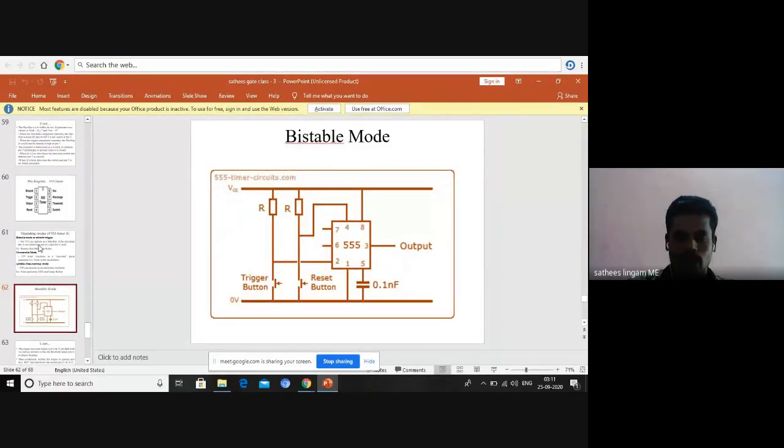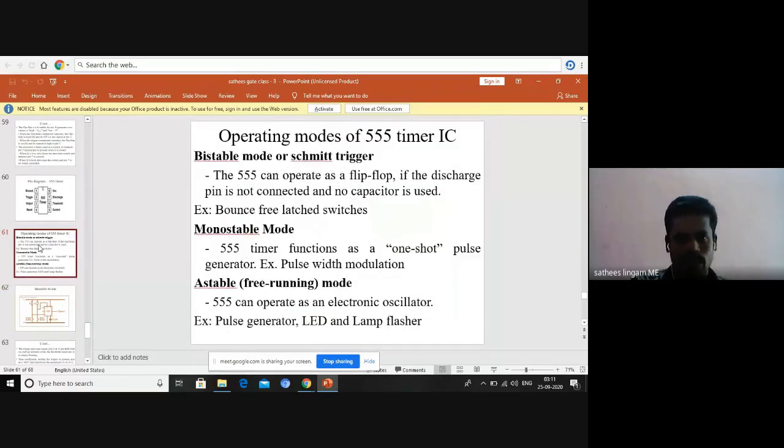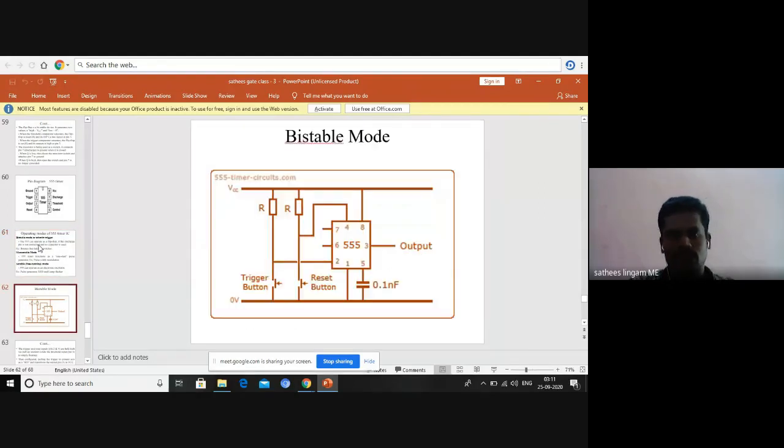In the bistable mode you can find that the discharge pin is not connected and no capacitor is used. On the 555 timer there are two buttons connected: one is a trigger button, another one is a reset button. When the trigger button is pressed, some process happens.